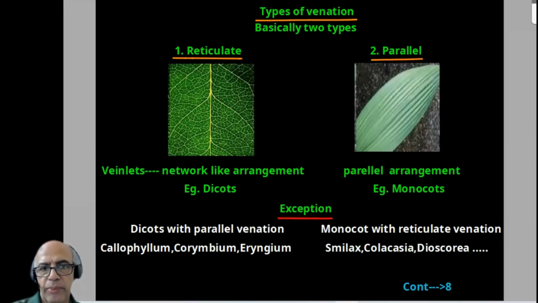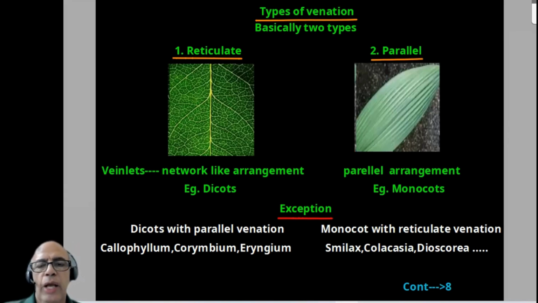Reticulate, how is the arrangement? Like a network. So the veinlets have a network-like arrangement, typically seen in dicots. Now when we come to parallel, here you can find that the veinlets or veins are arranged in parallel, as in monocots. But remember, usually in dicots it is reticulate, in monocots it is parallel. There are exceptions. That is a popular question, even though not directly mentioned in NCERT. So dicot with parallel venation is an exception. Normally dicots have reticulate venation, but here we are discussing dicots with parallel venation.